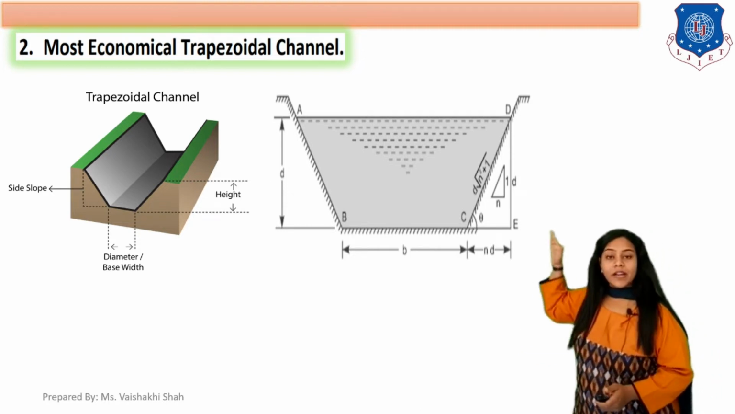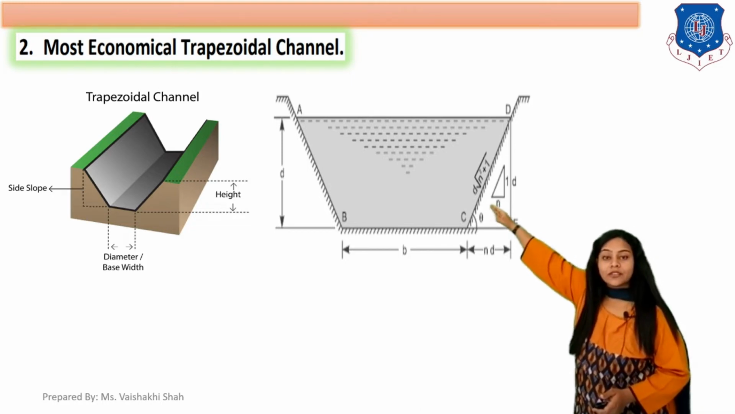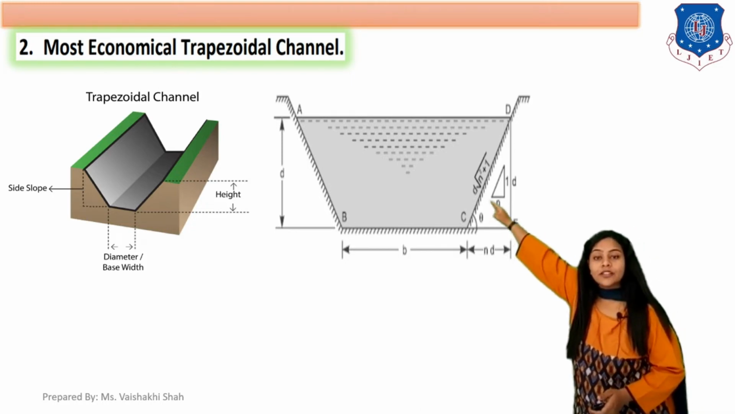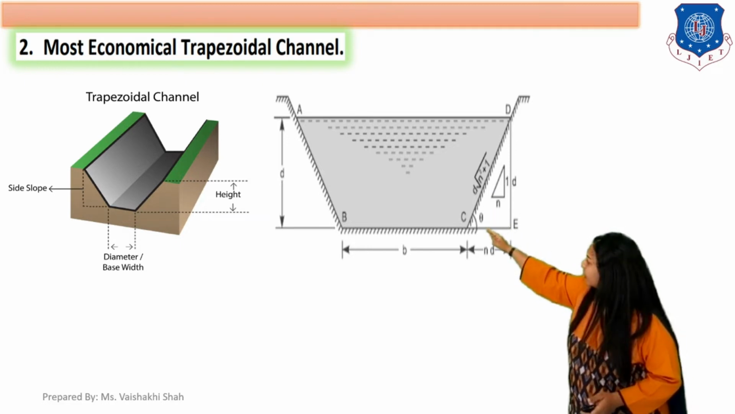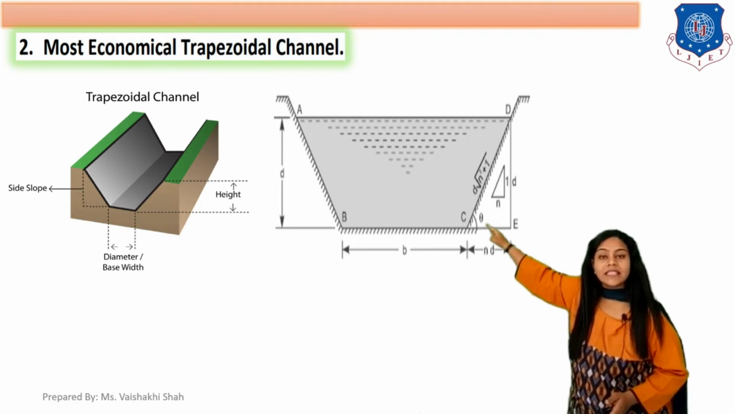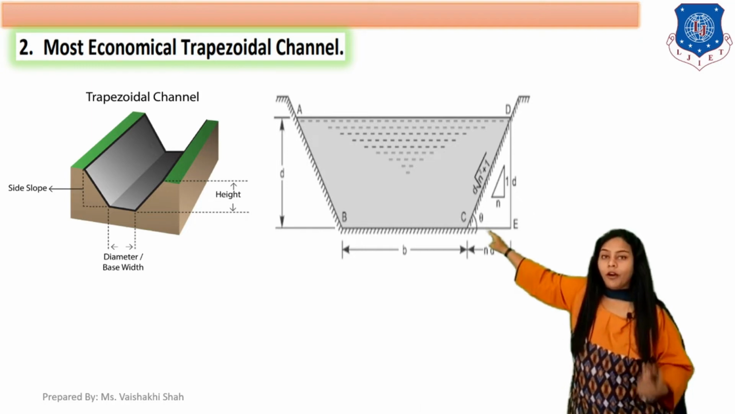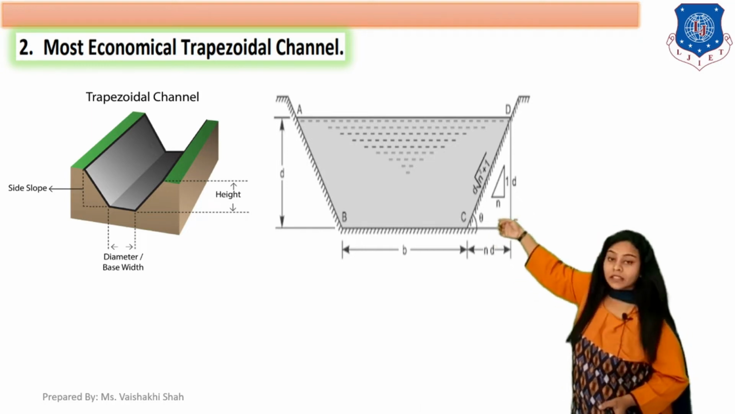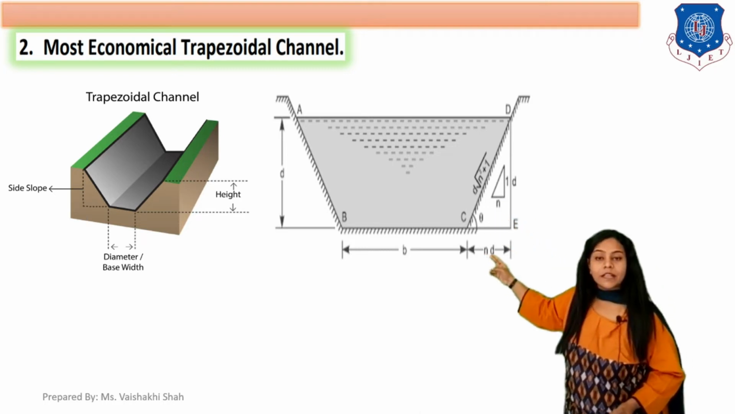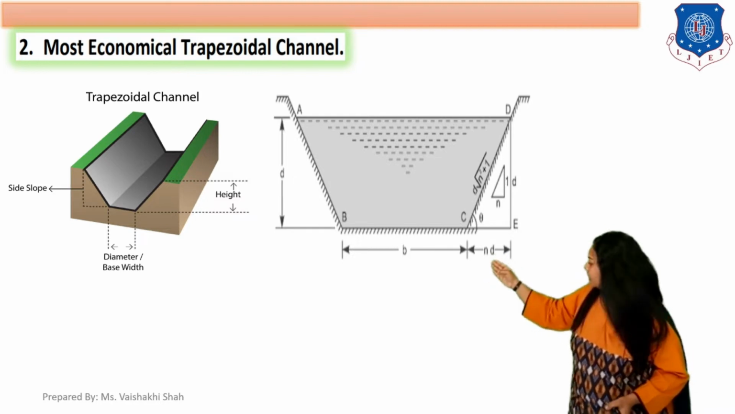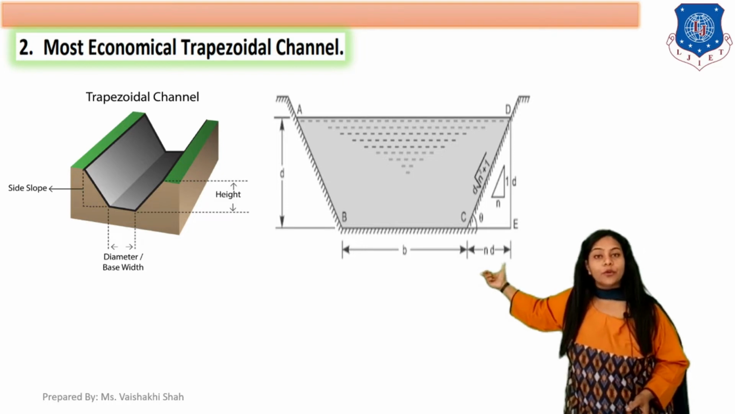Now in a trapezoidal channel, this is your side slope, and in the side slope this angle is theta, the angle it makes with the horizontal. The side slope is one vertical to n horizontal. So this distance becomes n into d.